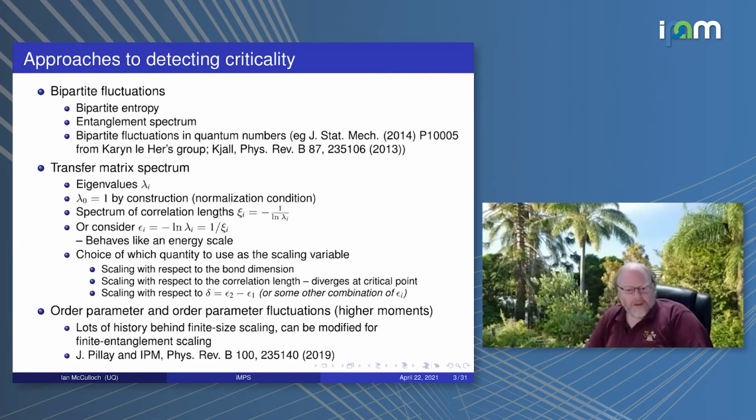So I guess there are some people in the audience who are maybe new to this, who have been participating in the workshop and the tutorials. So just to review some of the properties, if our MPS is normalized, then by construction, we have an eigenvalue equal to 1, the largest eigenvalue, and the remainder of the spectrum, we can express in terms of a spectrum of possible correlation lengths of our system as negative 1 over the log of the transfer matrix eigenvalues. Alternatively, we can consider the inverse correlation length. So these behave much like energies.